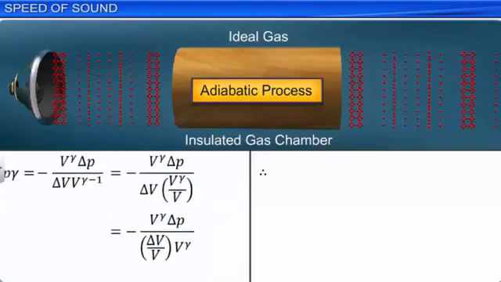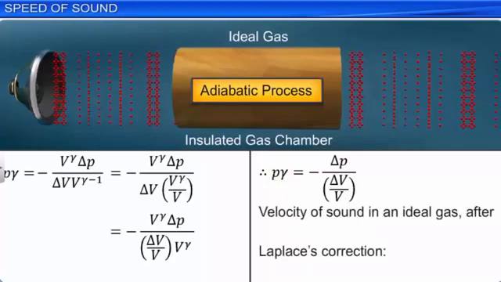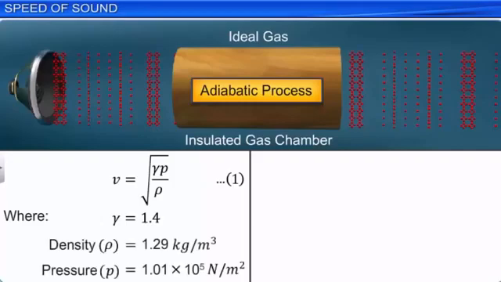Thus, the velocity of sound in an ideal gas, after Laplace's correction, is expressed as V is equal to the root of gamma P by rho. Let this be equation 1. The value of gamma for air is 1.4. Substituting the values of gamma, P and rho for air in equation 1, we get the value of sound V in air as approximately equal to 331 meters per second. The speed of sound in air at standard temperature and pressure conditions thus obtained implementing Laplace's correction is in agreement with the experimental value.